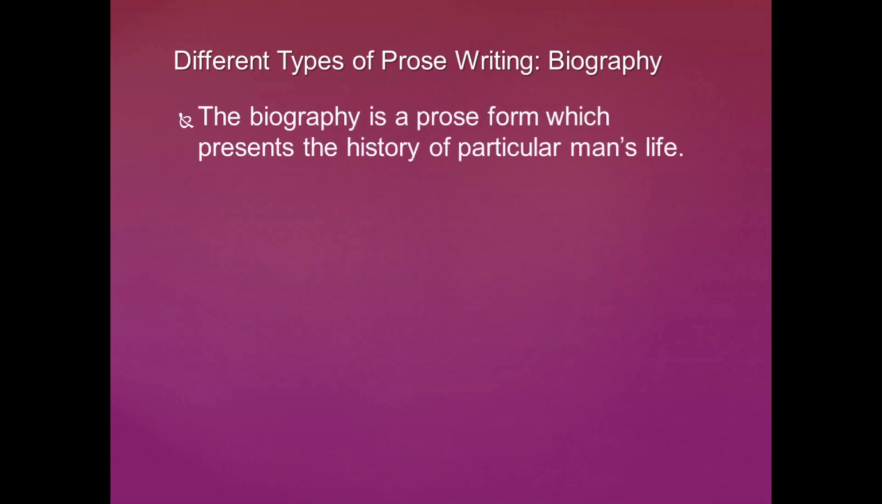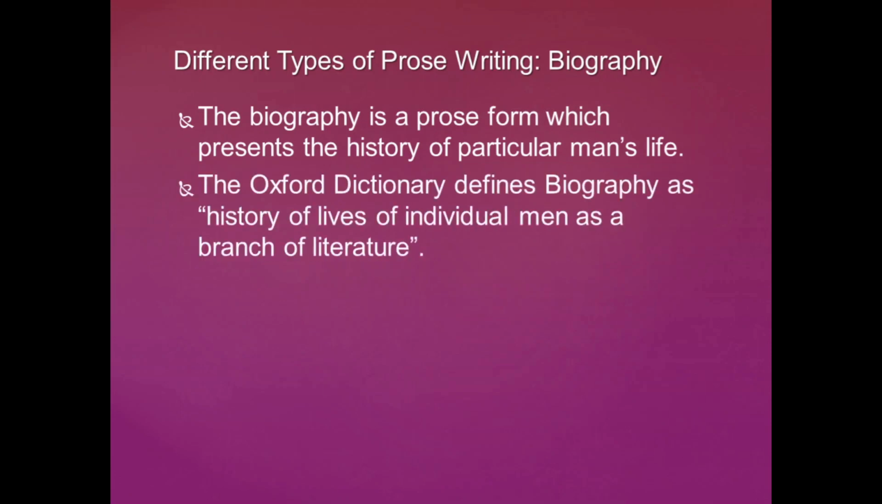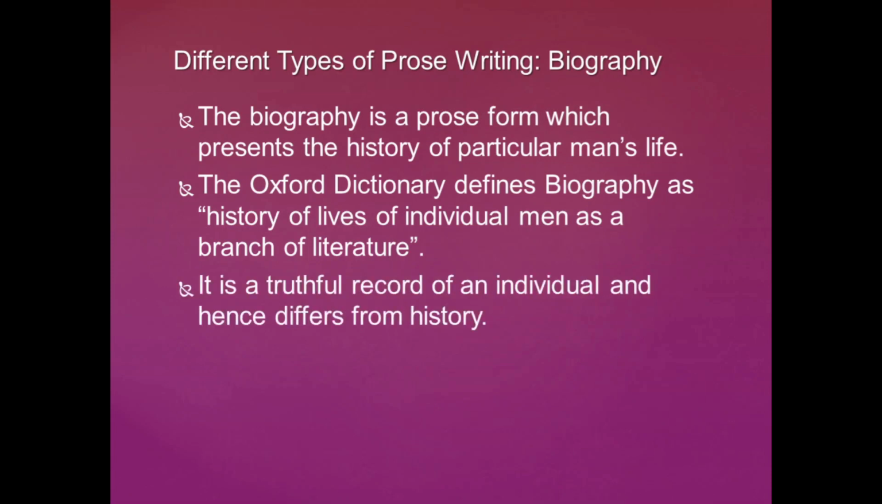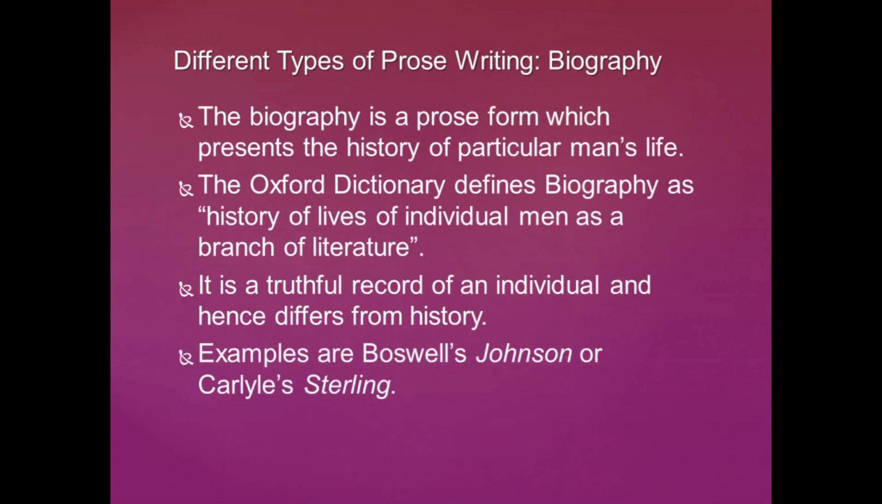Biography is the next type of prose writing. The biography is a prose form which presents the history of a particular man's life. The Oxford Dictionary defines biography as the history of lives of individual men as a branch of literature. It's a truthful record of an individual and hence differs from history. The examples of biography are Boswell's write-up, which is titled Johnson, or maybe Carlyle's Sterling.